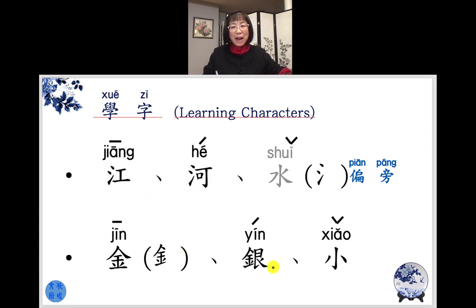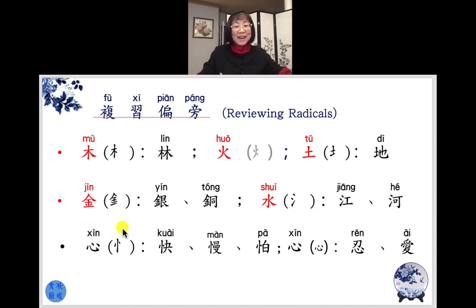Let's go back and practice the pronunciation again. 江江江江河河河河水水水水金金金金银银银银小小小小。All right, now let's have some fun. Let's review the 偏旁 we've learned so far.